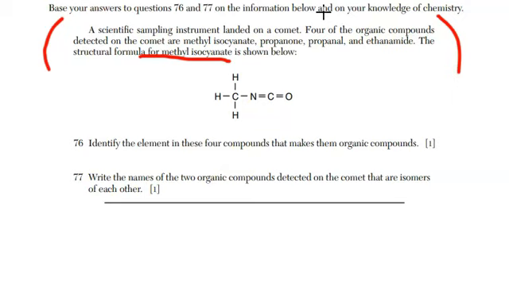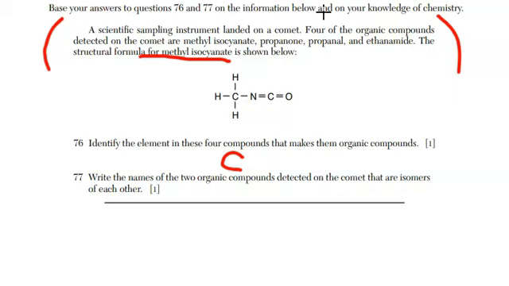Well, organic chemistry is the study of carbon compounds. You didn't really have to do much more than know that or take a look at the organic reference tables, but they all contain the element carbon. For 77, write the names of two organic compounds detected on the comet that are isomers of each other. If you're going to have an isomer, that means it's the same molecular formula, different structural formula.